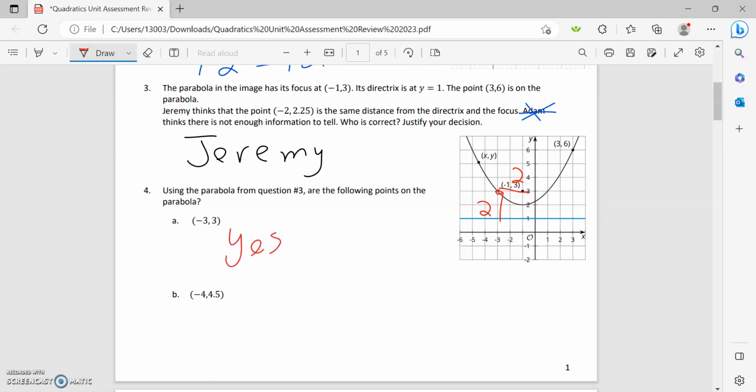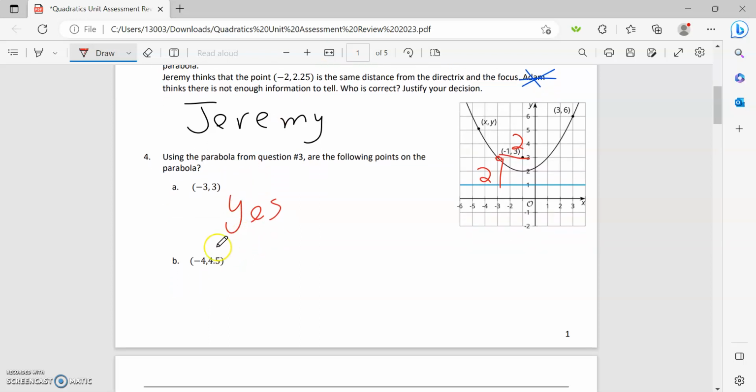Please show a lot more work than that, but again, through my video, I'm trying to get a little quicker through these. But just show distance to directrix equals, and then show somehow how did you figure that out? Just me drawing on the graph is good enough work, honestly, sometimes. And the distance to the focus.